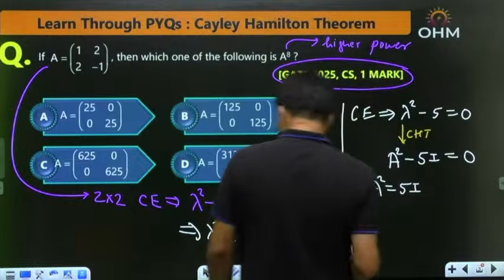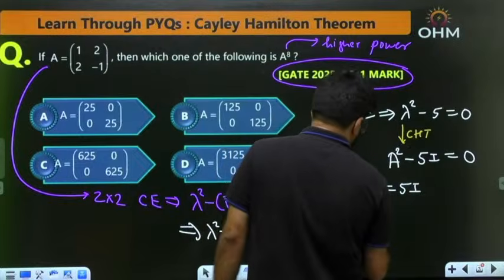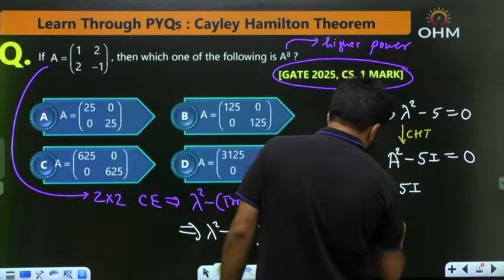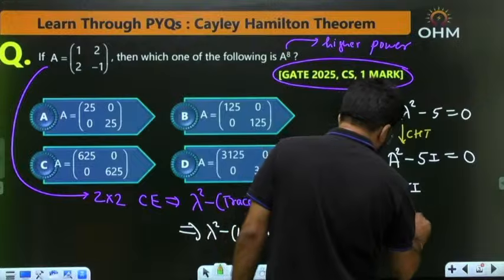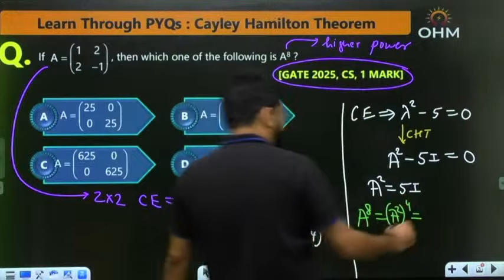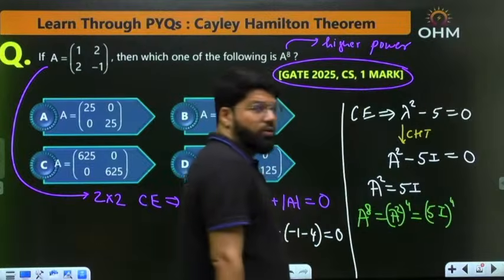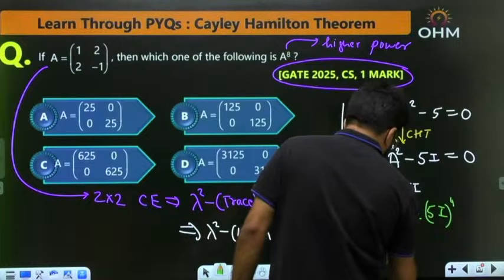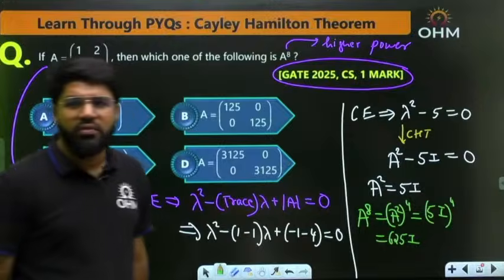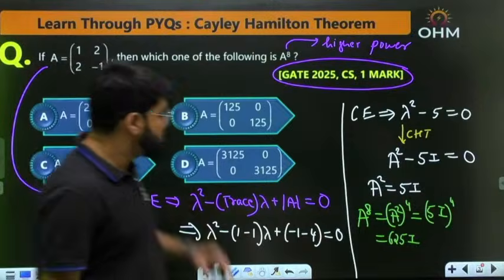Okay, the question is talking about A power 8. So what is there? A power 8 you can write as A square power 4, right? So that means it is 5I whole power 4. So this is equal to, what is 5 power 4? 625, and I power 4 remains I, because I is identity, any power will be I only. So the answer is 625I.